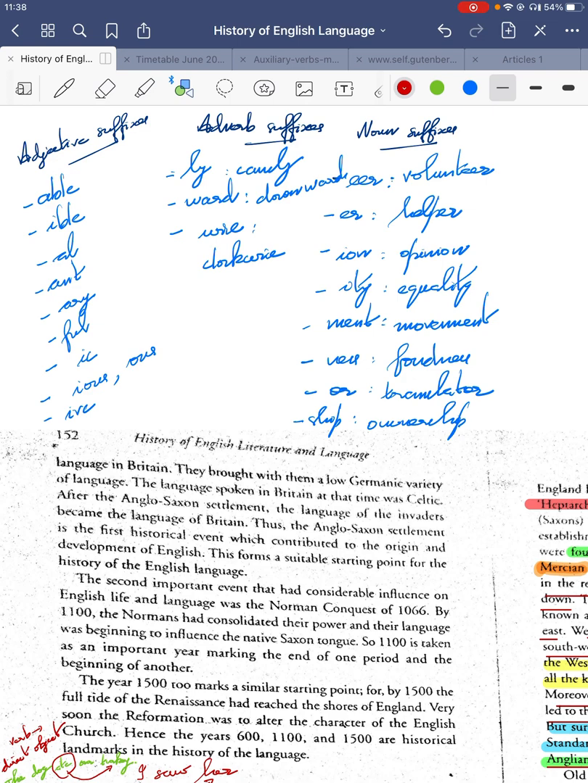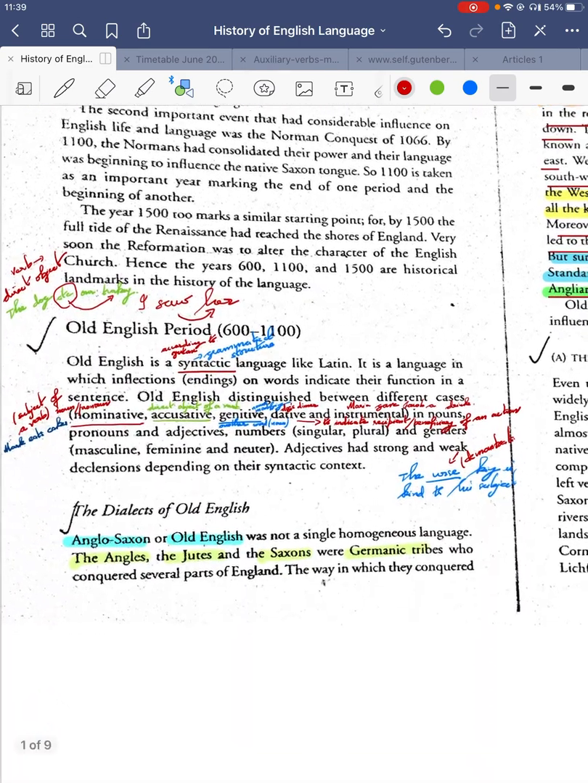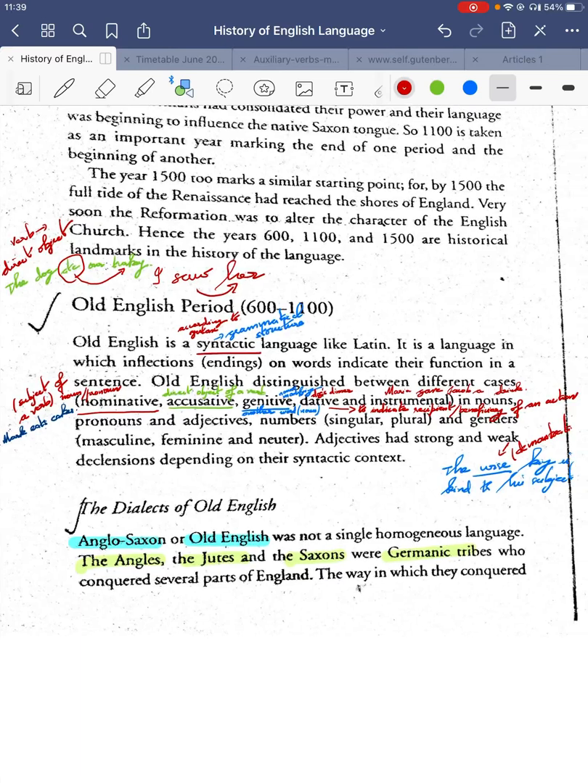So you could have a pretty idea. You could classify these and tell what class these words belong to. Exactly as in Latin, the English language has all these kinds of suffixes, inflections, or endings of words, and the endings of words indicate their function in a sentence. I remember we left off from here in our offline classes, from the Old English period, where we've been discussing the nominative, accusative, genitive, dative, and instrumental cases.